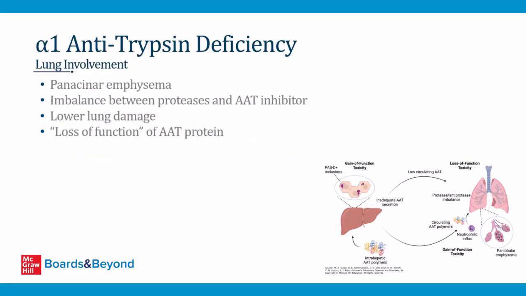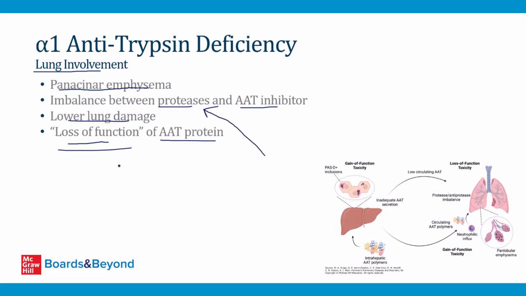So in terms of lung involvement, what you see in alpha-1 antitrypsin deficiency is pan-acinar emphysema, like we talked about earlier. The emphysema involves the entire acinus, not just the central portion like you see in traditional smoking emphysema. And it's caused by an imbalance between proteases like elastase and the alpha-1 antitrypsin inhibitor. This predominantly leads to lower lung damage, as we already discussed, and this is sometimes called a loss of function of the alpha-1 antitrypsin protein because this protein is normally supposed to oppose the proteases, but you lose that function in this condition.